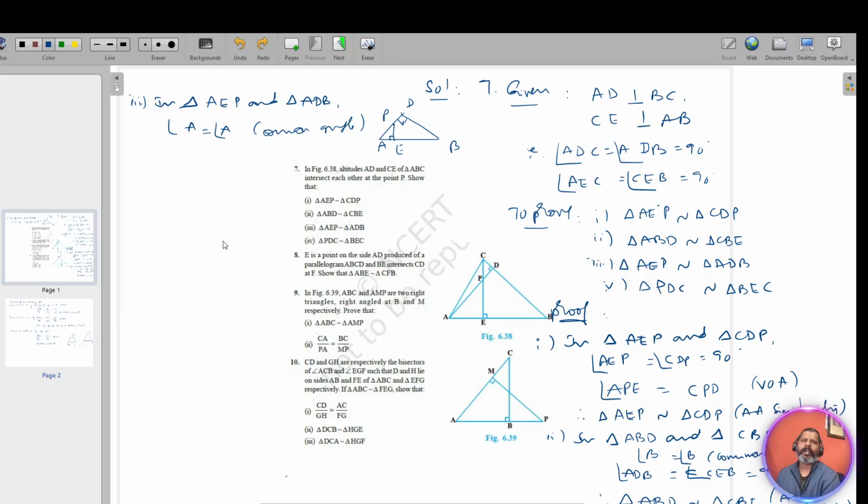Write the 90 degree angle. What is the 90 degree? AEP itself is 90. AEP equal to ADB, 90 degrees.